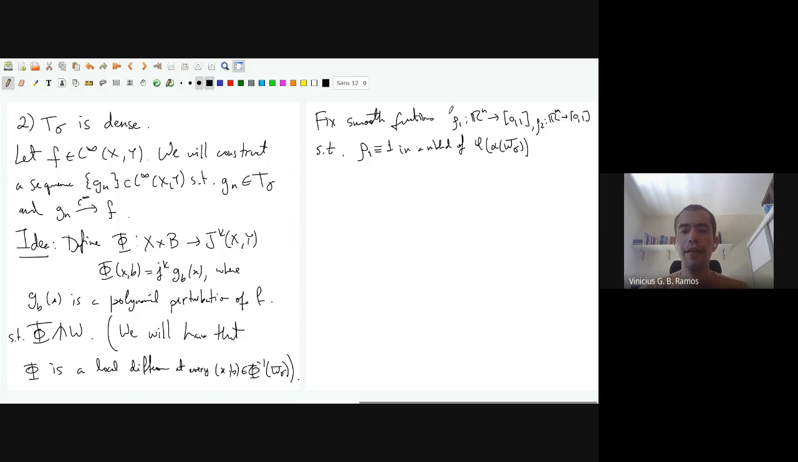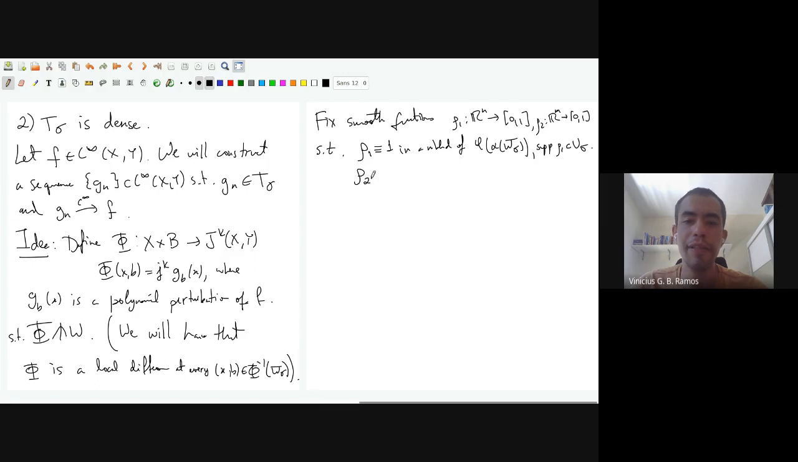Remember that sigma was a small enough open set in W, and I just want an alpha of sigma and alpha of sigma bar. This is just the sources of these guys, and I also want the support of rho 1 to be contained in U sigma. And remember, this is a compact set that's contained in U sigma, so I can always choose a rho 1 like that.